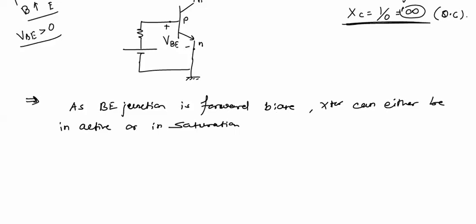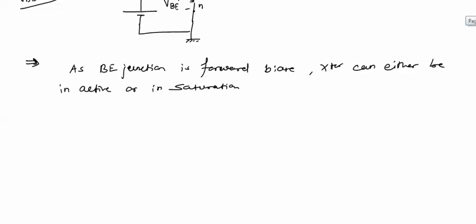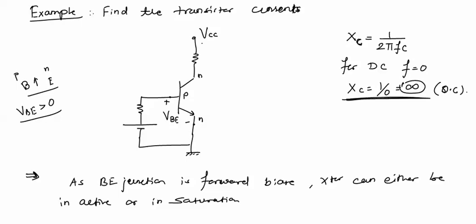Now from observation, it cannot be said whether the collector base junction is forward biased or reverse biased, because we have applied a battery VCC to this collector and battery VBB to the base. Both are at positive potential, but we don't know whether the potential of the base is higher or the potential of the collector is higher.